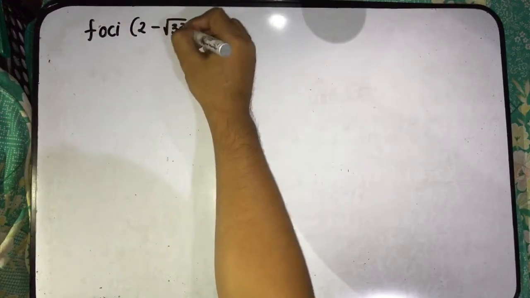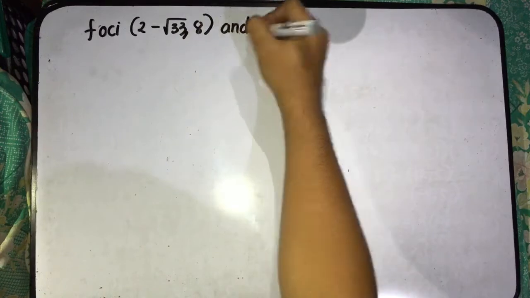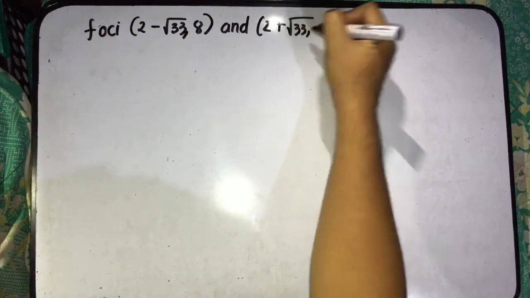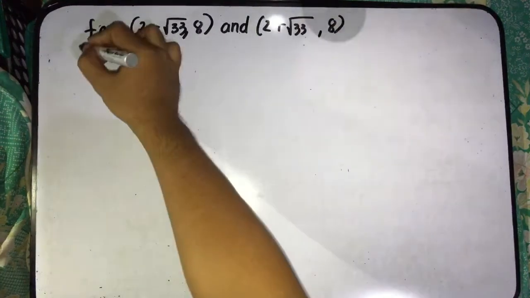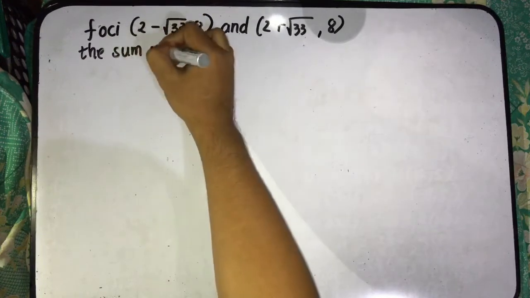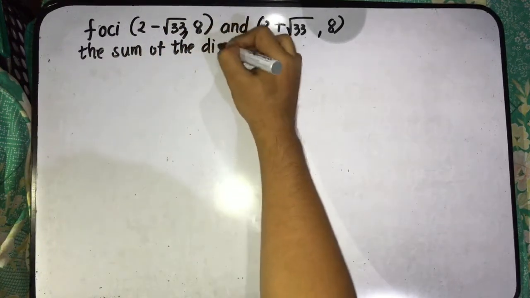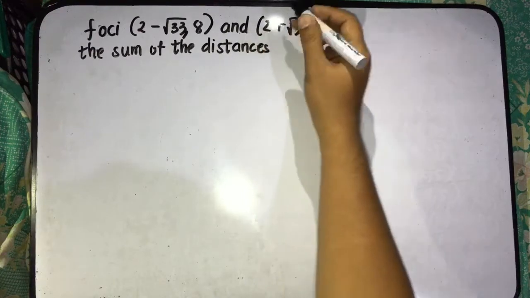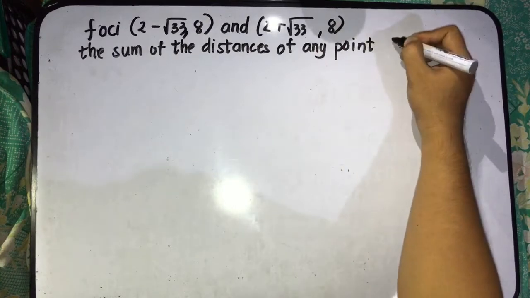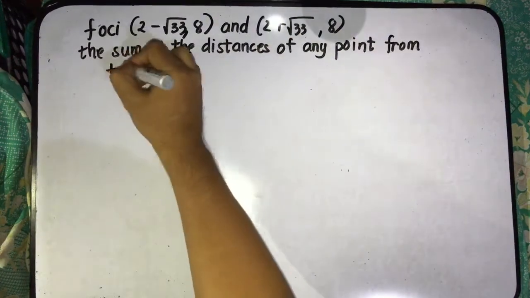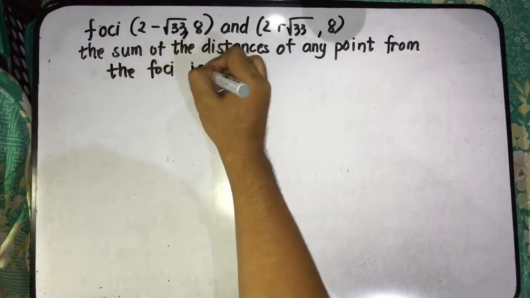Okay, kumuha naman tayo ngayon ng mga examples na given yung condition. So, for this one, foci is located at 2 minus square root of 33 and 8. And 2 plus square root of 33 and 8 also. And the sum of the distances of any point from the foci is 14.